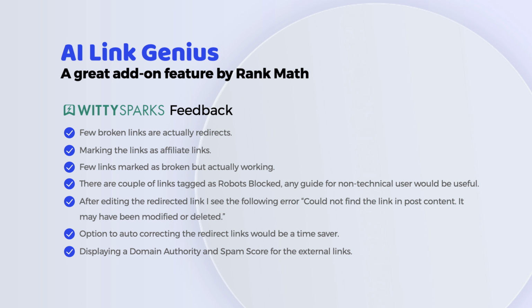After editing the redirect link, there were a couple of errors. Having an option for auto-correcting the redirect links would be a great help, and having additional information like domain authority and spam score for the external links would be an added advantage. Overall, AI Link Genius from Rank Math is a practical internal linking and external linking automation tool that saves time and surfaces smart on-page SEO opportunities.